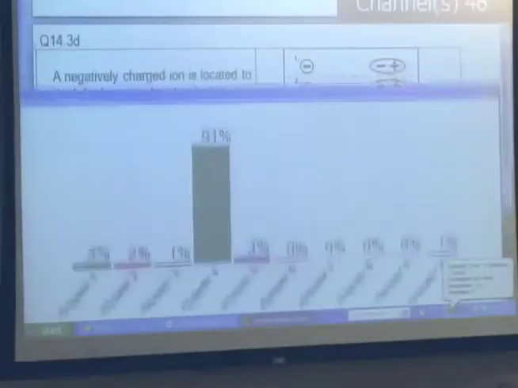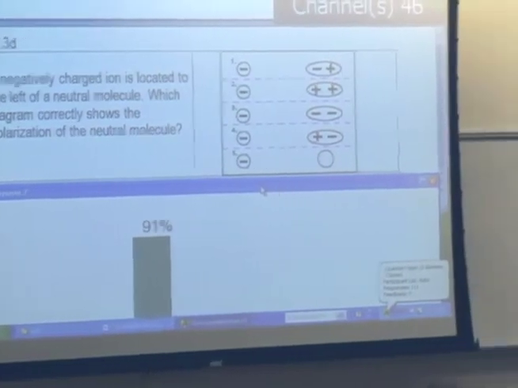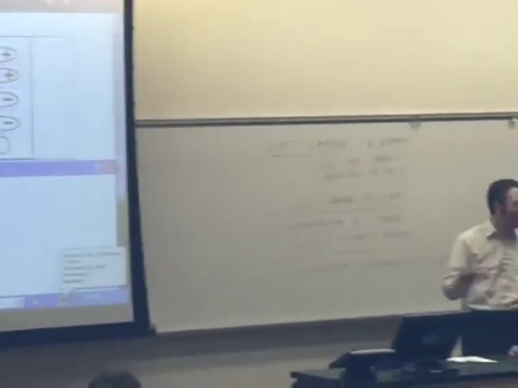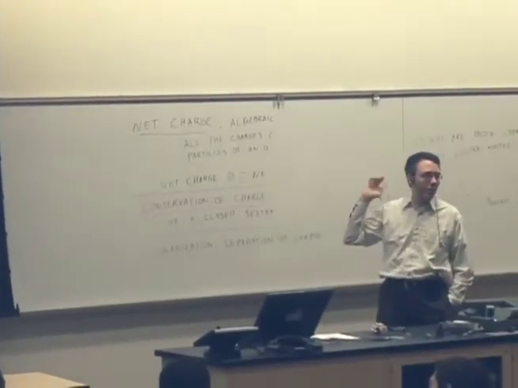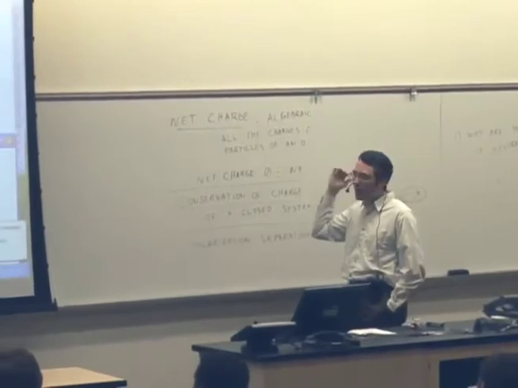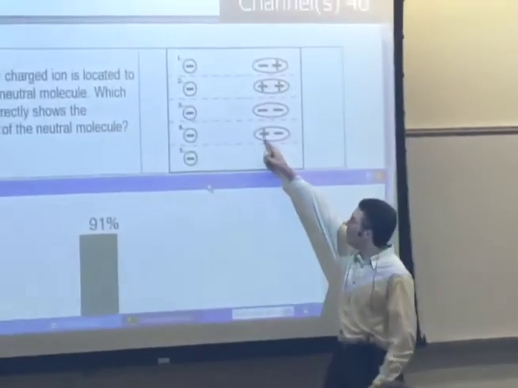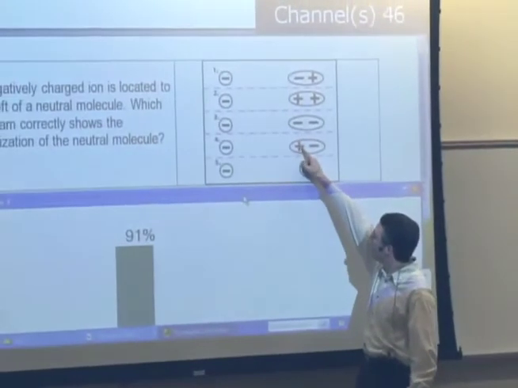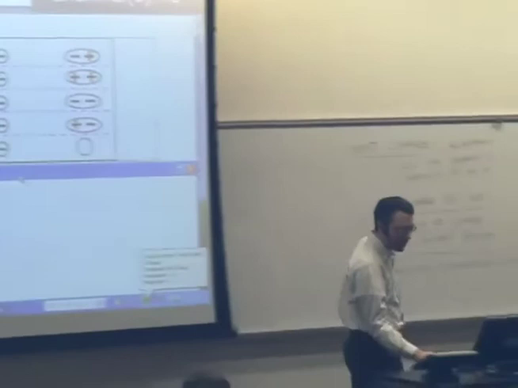All right, 91% of us say it's got to be 4, right? Because if you brought a negative point charge near a neutral molecule, the electron cloud is going to be pushed away, repelled. So you get a polarization where the positive charge, the nucleus, is closer than the negative end of the dipole.